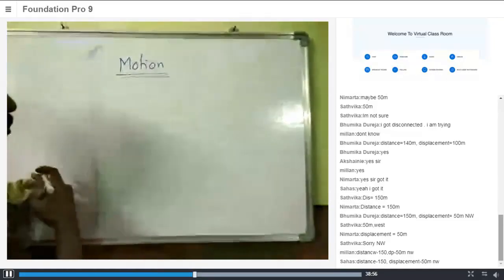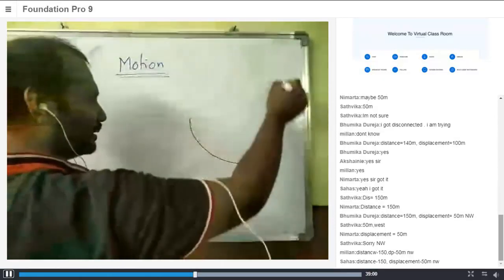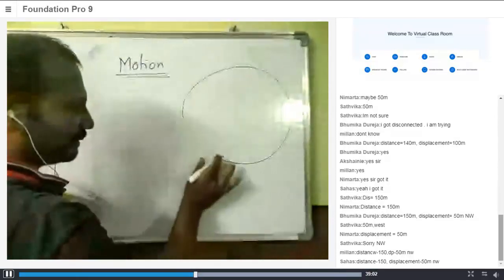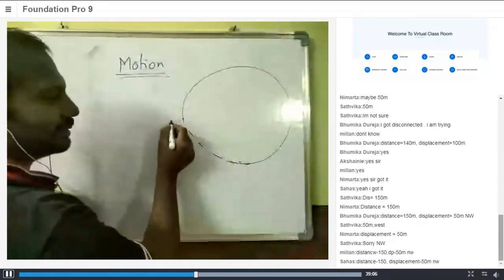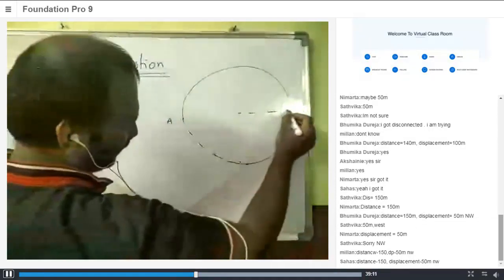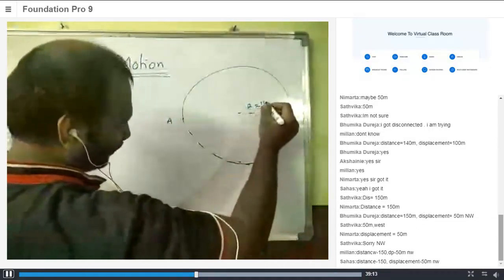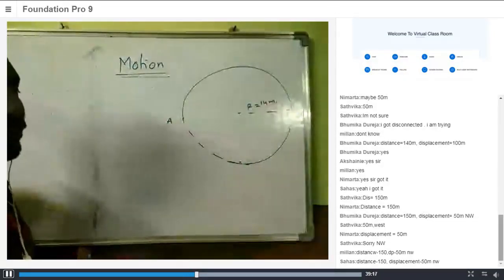Now let's make this a little more challenging. Let's say a person goes along a circular track of radius, I'll take the radius to be 14 meters. Why 14 meters? Because it's easy to calculate.